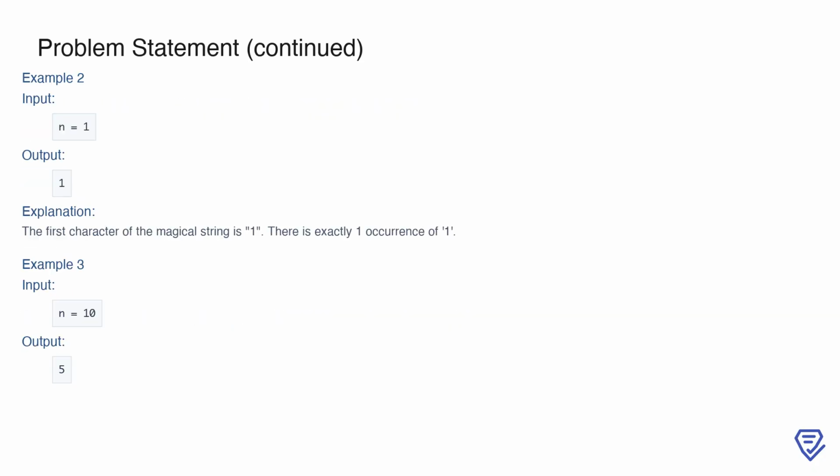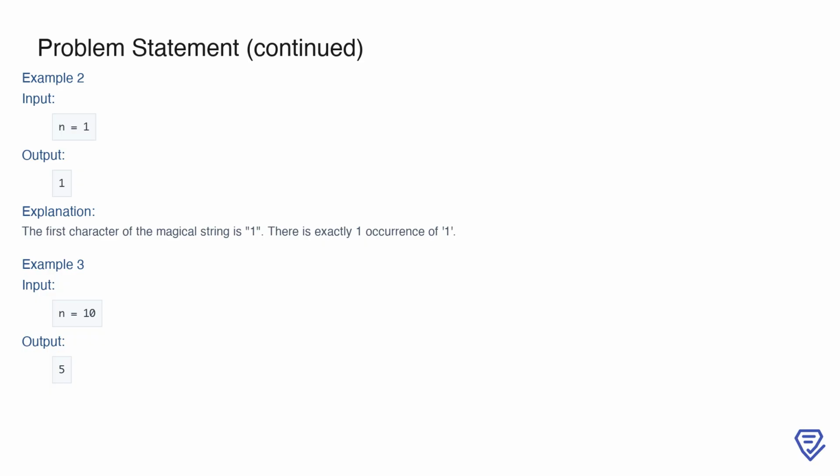Now, let's take a look at another example. If the input n is 1, the task is to determine how many ones are present in just the first character of the magical string. Since the string always starts with 1, the output here would simply be 1. Next, consider the case where n is 10. The first 10 characters of the magical string are 122, 112, 1221. In this sequence, there are 5 occurrences of the character 1. Again, the output would be the integer 5.